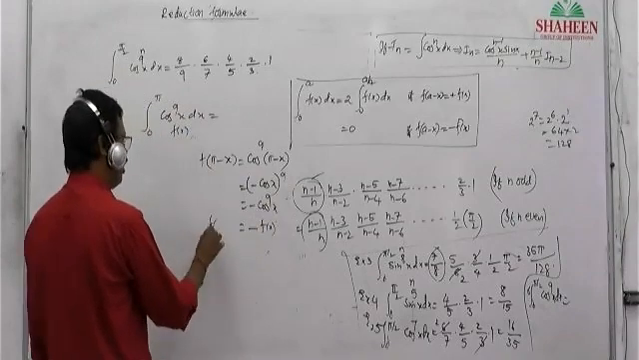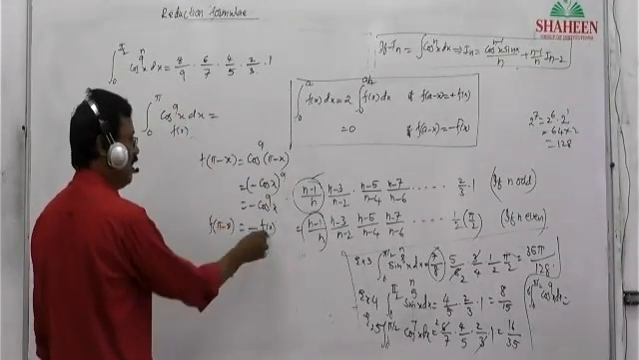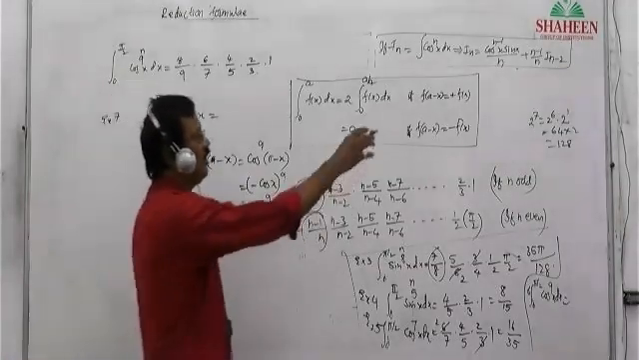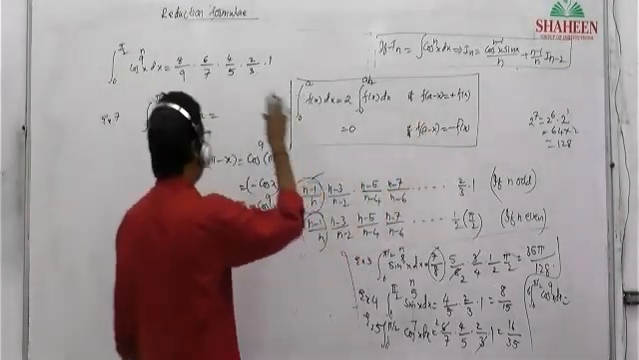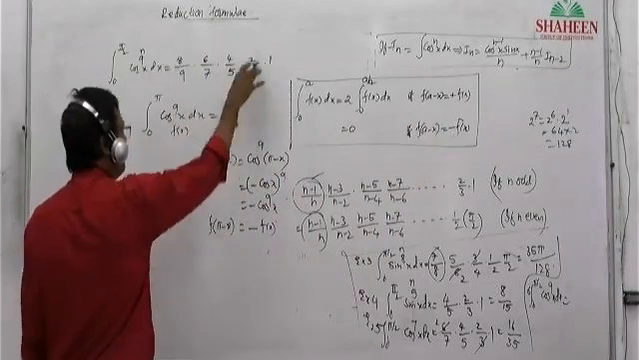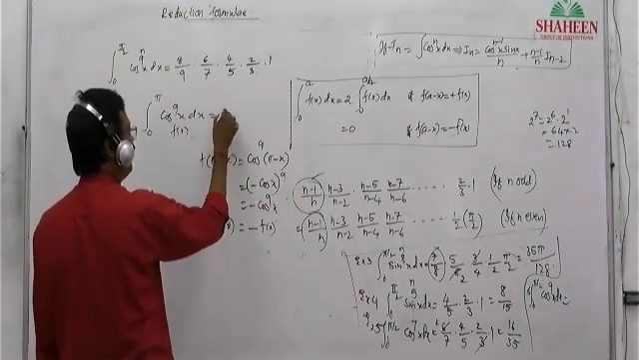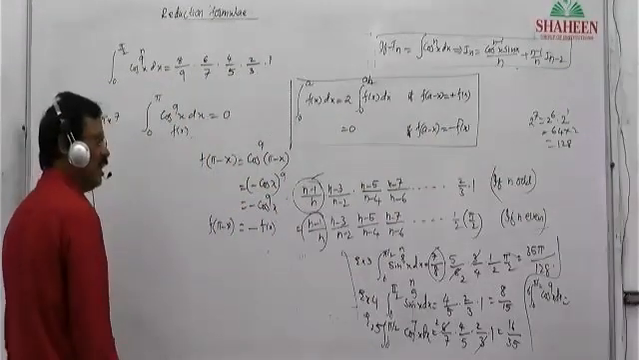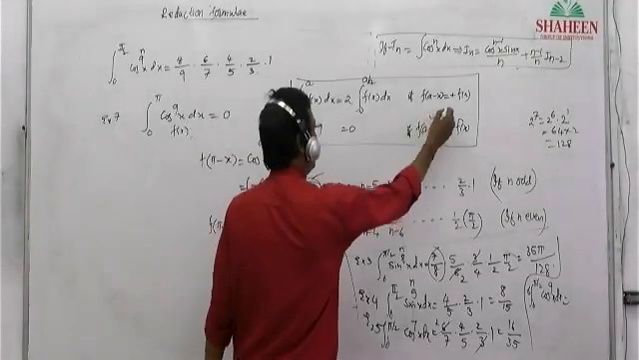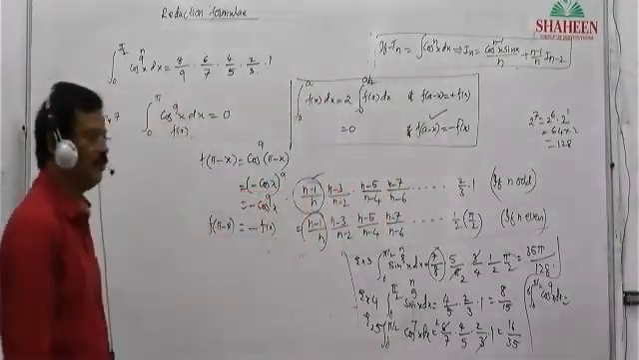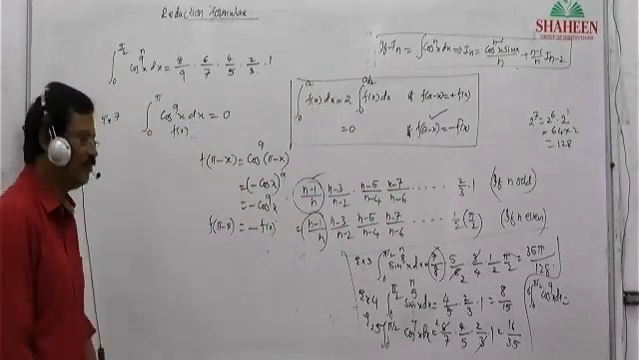Therefore, f(a minus x) is minus f(x). Therefore, this integral is not this one; this integral is 0. By using this formula, this integral is 0. Is it okay, all of you?